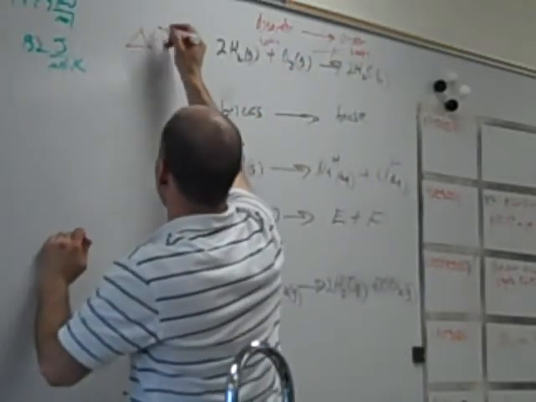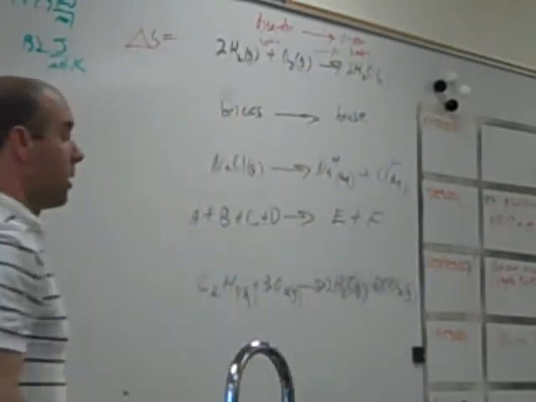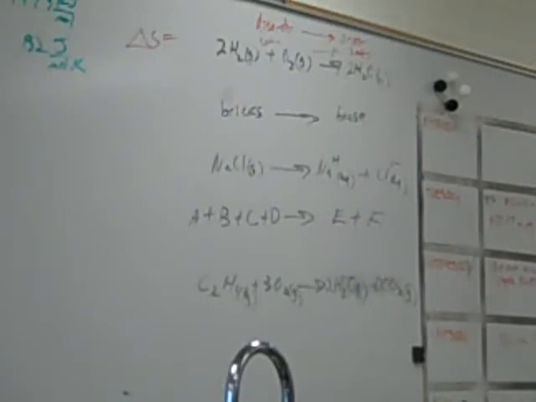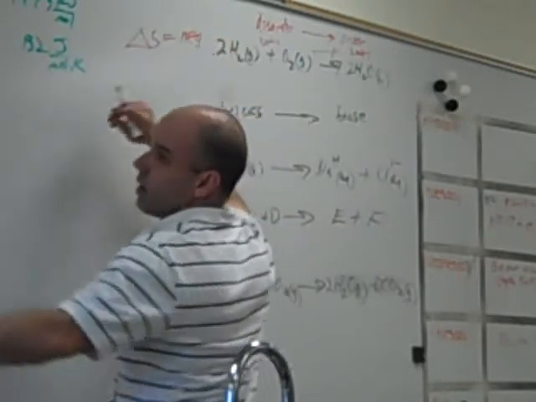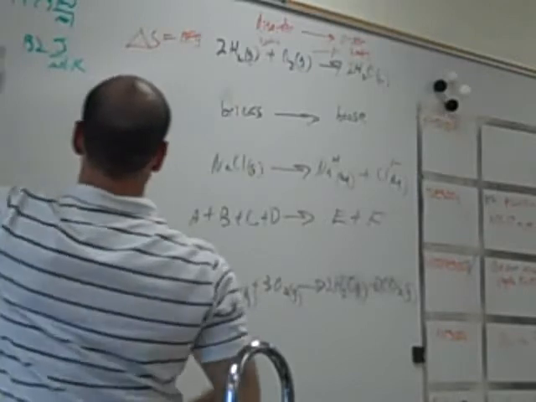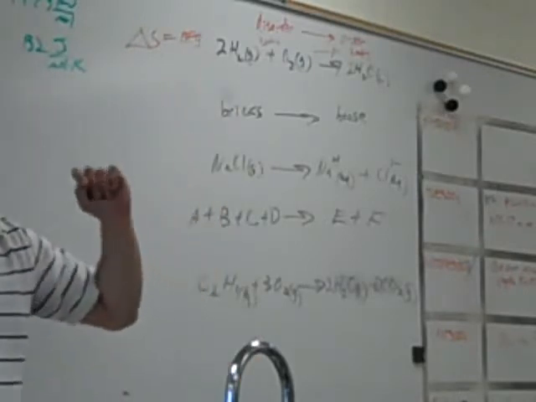And so what's the value of delta S going to be, Caitlin? Positive or negative? Positive. No, negative, sorry. If we're going from disorder to order, it will be negative.